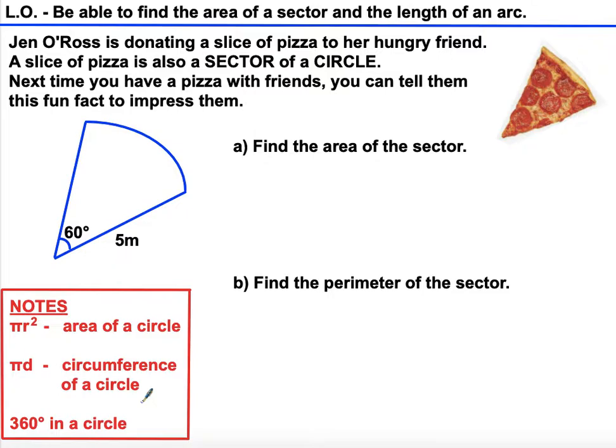So, finding the area of the sector. Now the difference between finding the area of a whole circle and the area of a sector, the area of a slice of pizza, is that we have an angle, and that means that it's a fraction of the full circle. Now, as it says in the notes, it's 360 degrees in the full circle, so therefore the calculation that we're going to do is 60 over 360, which is the fraction, multiplied by pi r squared.